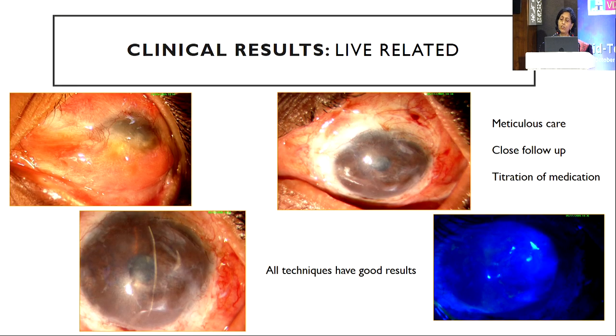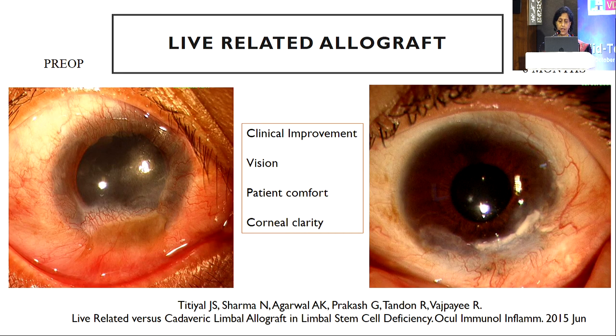However, with immunosuppression, over the years we have come to realize that topical tacrolimus applied on the upper lid is a very effective immunosuppressive agent rather than going for oral mycophenolate mofetil. I'll just come to that later on. So clinical results with live related, with meticulous care, close follow-up and a titration of medication, you can get good results. This is of course for the bilateral cases. The unilateral cases you will use an autologous.